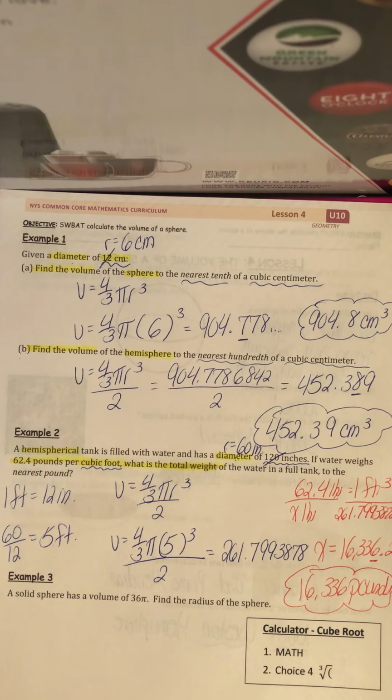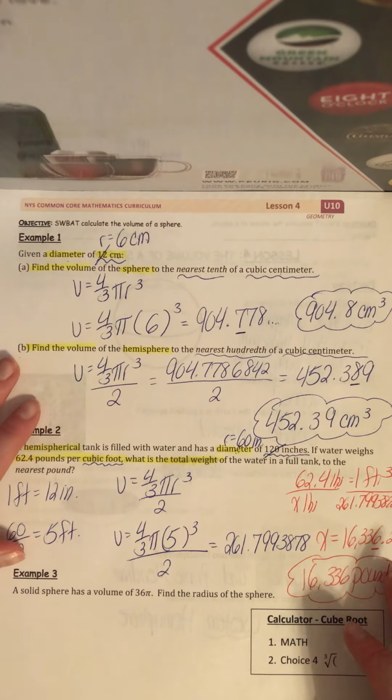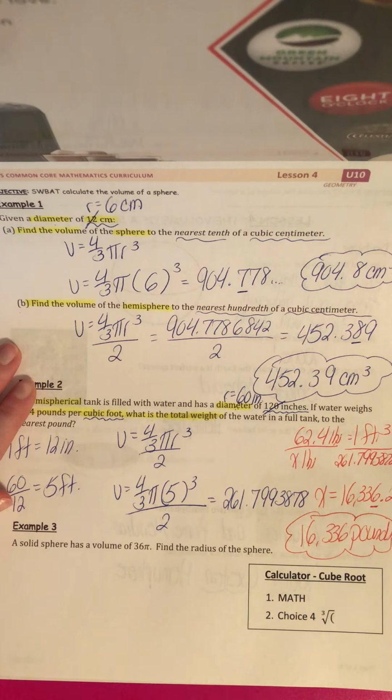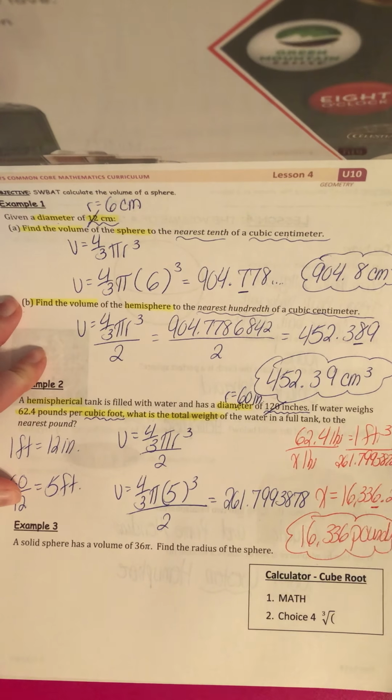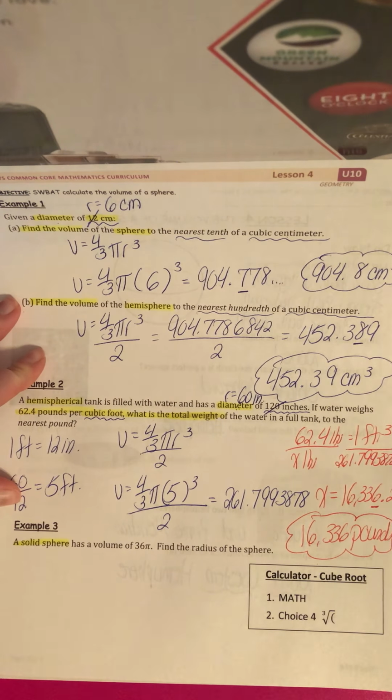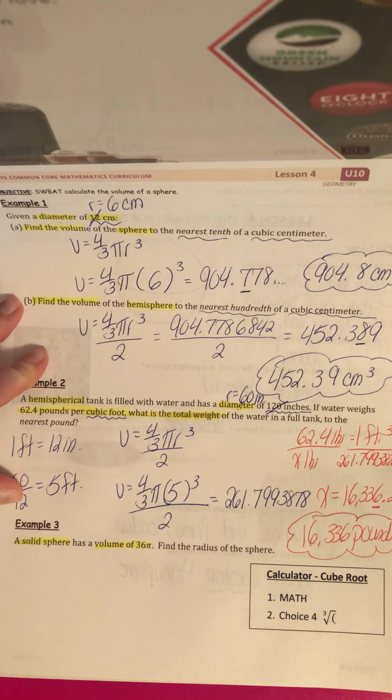All right, and then example 3, it says a solid sphere. I hope you guys can kind of see this. All right, I'm moving up a bit. A solid sphere, so again, it gives me the shape, so I'm going to highlight that. It's an entire sphere, has a volume of 36 pi, so all of that's important. And then the question says to find the radius.